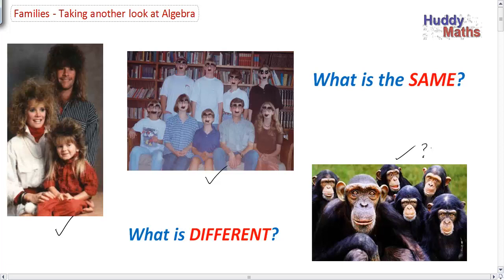Well, that's not quite true. What we're going to do is have a look at families of people and lead on to see how that connects with families in mathematics. Is that a way of looking at maths and algebra? I wonder. Let's see what happens.